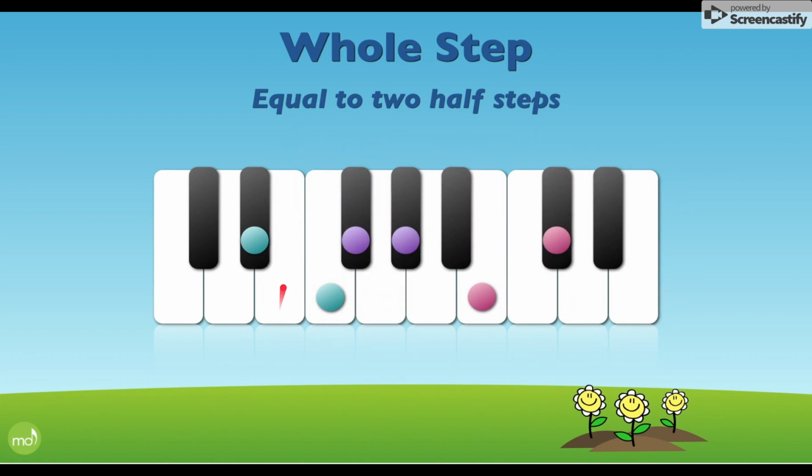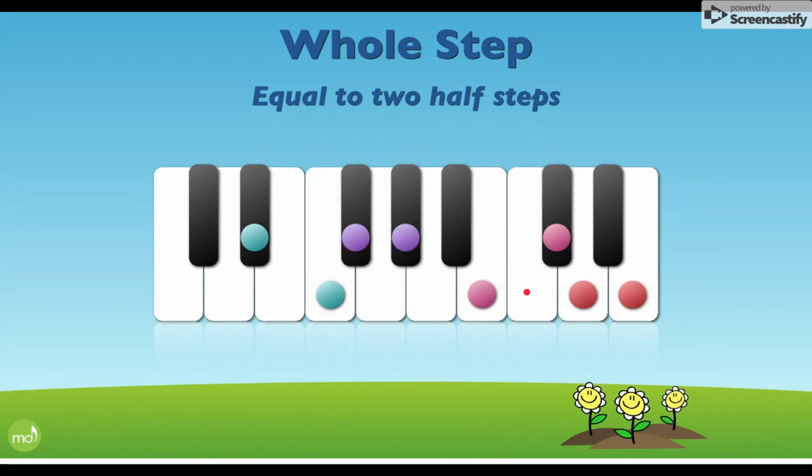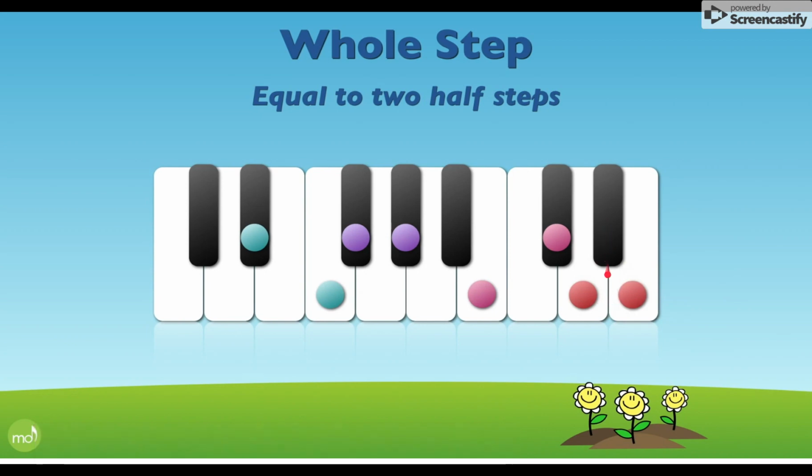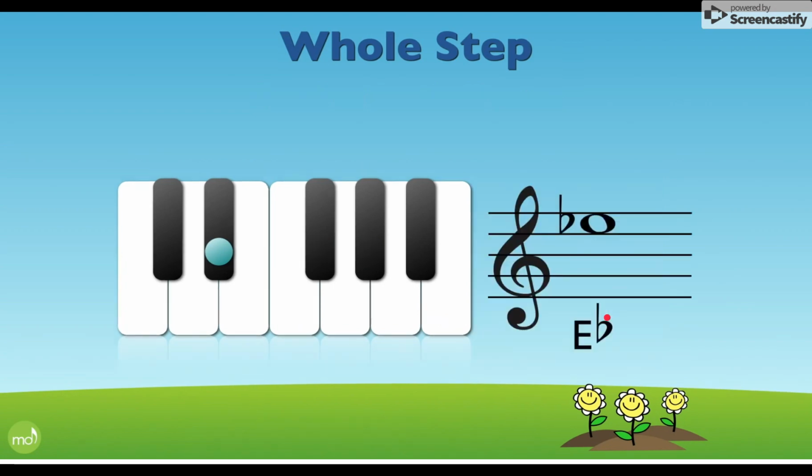Notice each one of these keys, these whole steps rather, have a key in between them, which is our halves, right? And although these look like they're directly next to each other, if this black key were to be elongated, it would also represent a whole note, or a whole step, excuse me.